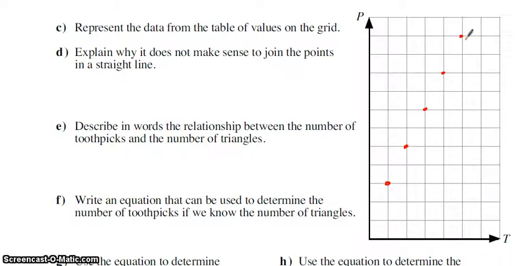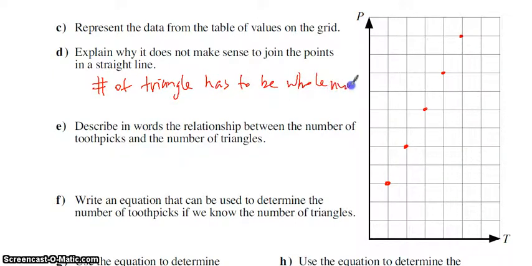Explain why you do not join the points. Because the number of triangles has to be a whole number. It doesn't make sense to have half of a triangle. By connecting, it means something in between exists, right? 1.5 triangles, 2.7 triangles, that doesn't make sense. So you don't connect the dots.